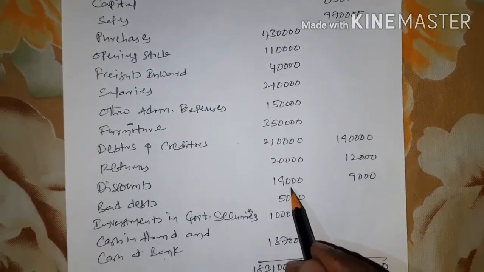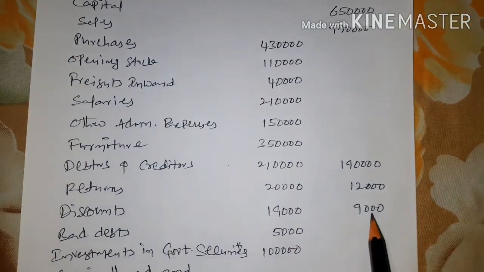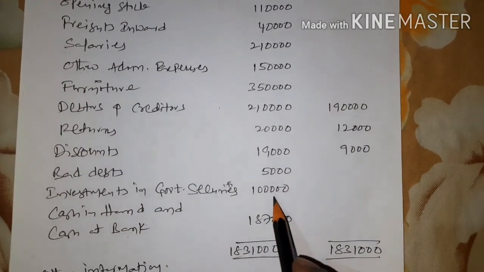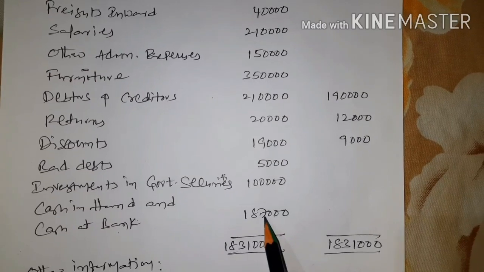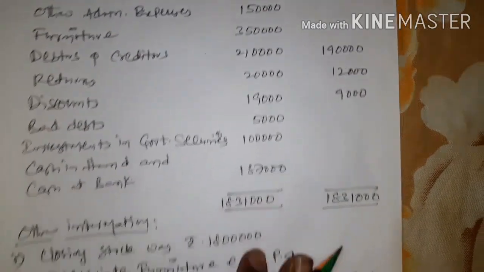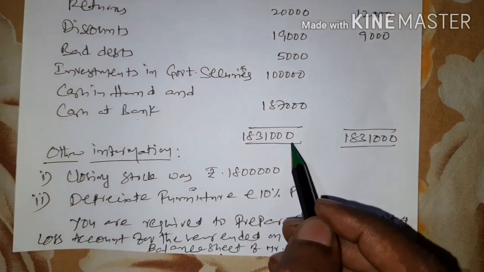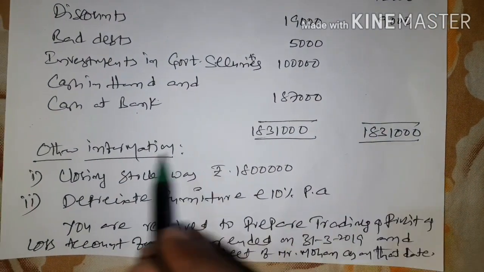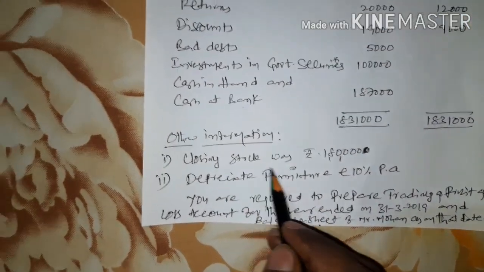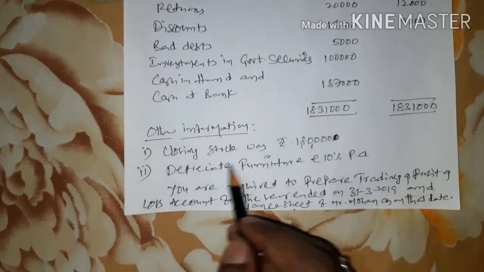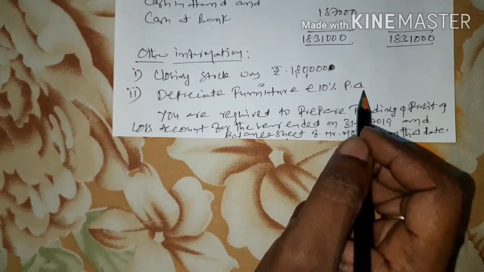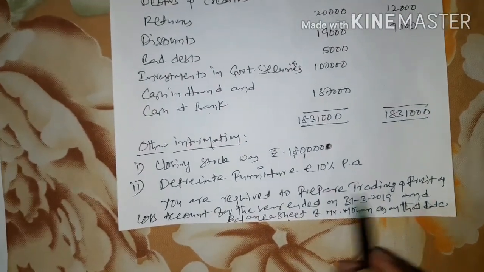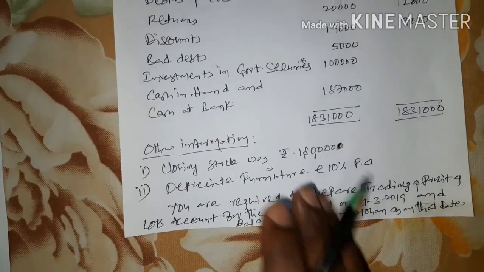Returns: on the debit side we have sales returns 20,000, and on the credit side purchase returns 12,000. Discounts: debit discount is discount allowed 19,000, credit discount is discount received 9,000, bad debts 5,000, investment in government securities 1 lakh, cash in hand and cash at bank 1,87,000. Total debits 18,31,000, total credits 18,31,000. Other information: the closing stock was rupees 1,80,000. Depreciate furniture at the rate of 10% per annum. You are required to prepare trading and P&L account for the year ended 31st March 2019 and balance sheet of Mr. Mohan as on that date.